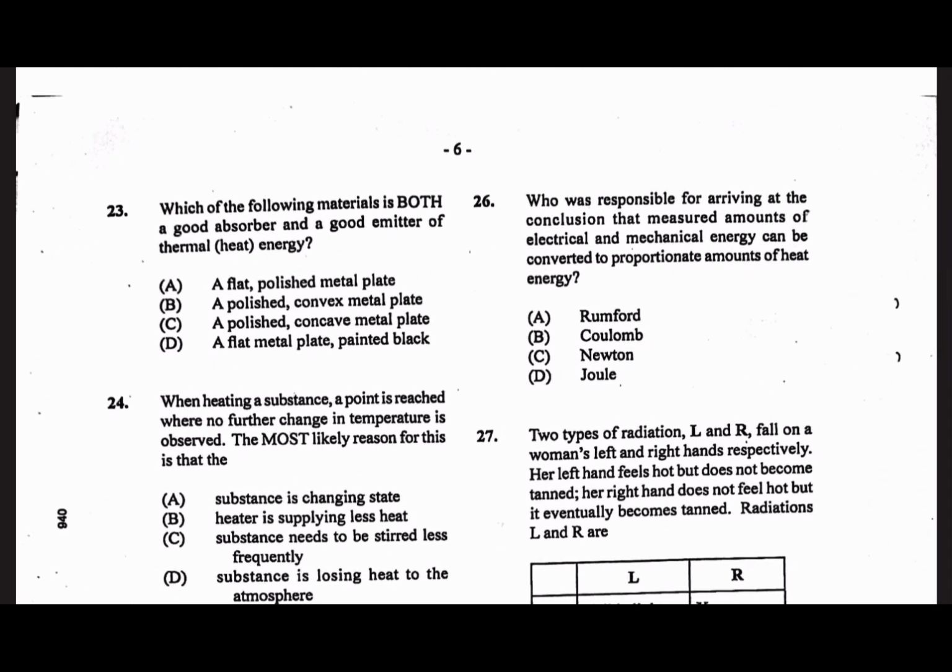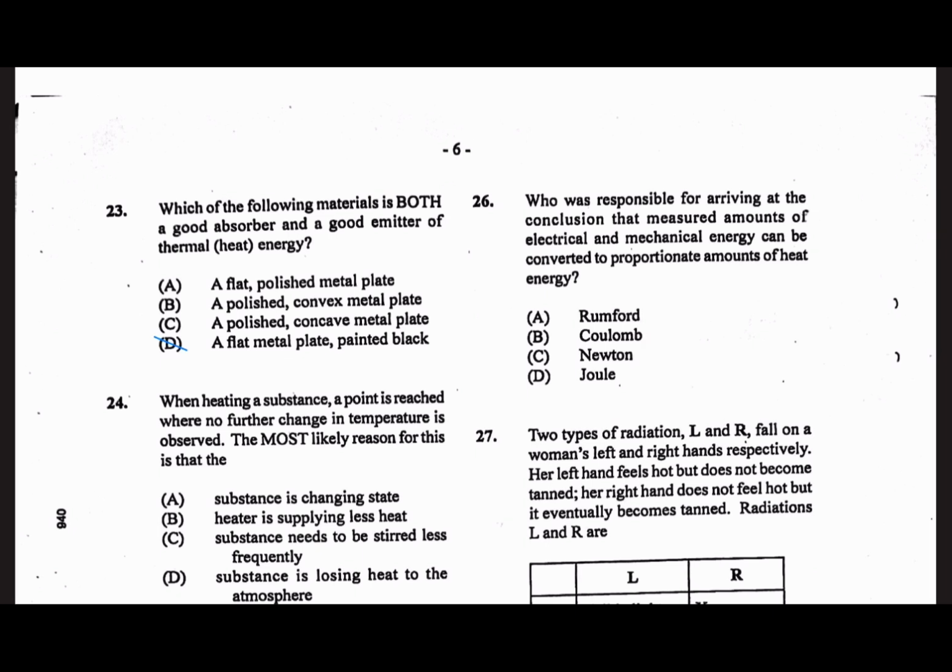Which of the following materials is both a good absorber and a good emitter of thermal heat energy? So the answer here is D. The reason why I'm saying D is because metals are very good absorbers of heat, and they're also good emitters. And the same thing for black surfaces. Black surfaces are the best absorbers of heat, and because they can absorb so much thermal energy, a good bit of that is also emitted. So the answer is D.